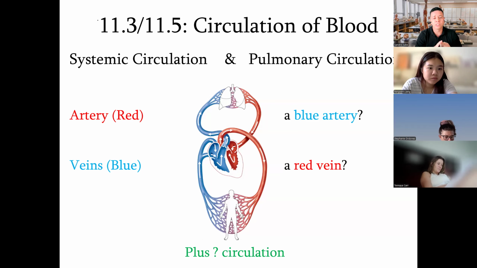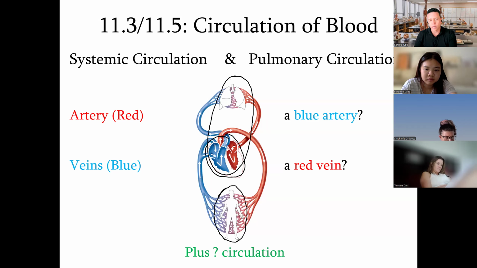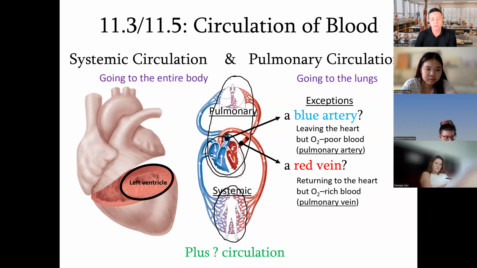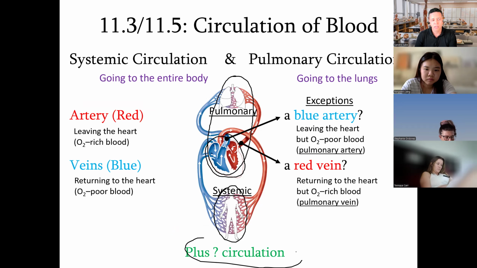What is systemic circulation? Systemic circulation is the circulation of blood between the heart and the entire body. That is systemic. Pulmonary circulation is circulation of blood between the heart and the lungs. And coronary circulation is circulation of blood to the walls of the heart. Okay? Going to the walls of the heart.